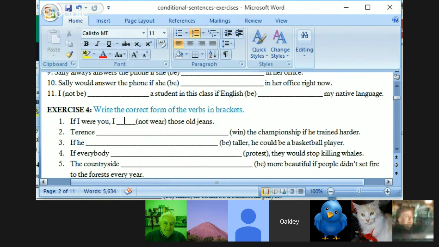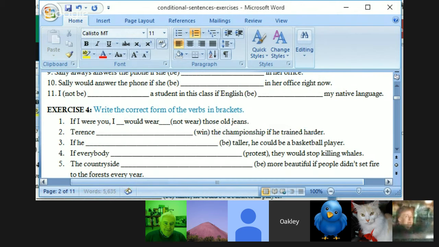Should I use would wear or will wear? I will wear those old jeans. Okay, actually, it has to be would. Past, if clause, past tense, would in the other clause. If clause, present tense, will in the other clause. Okay.